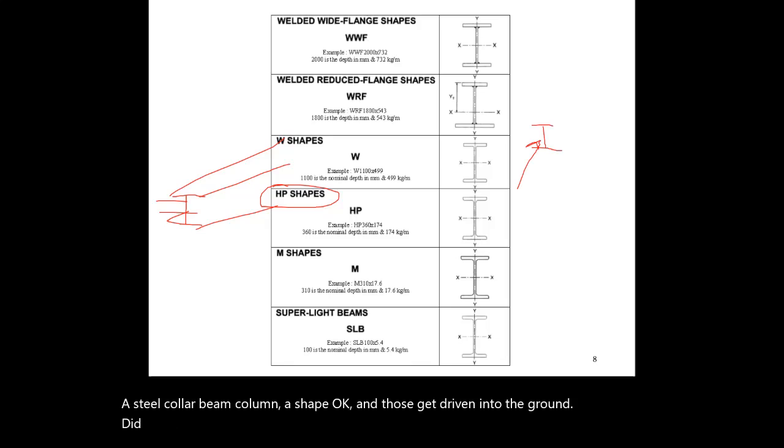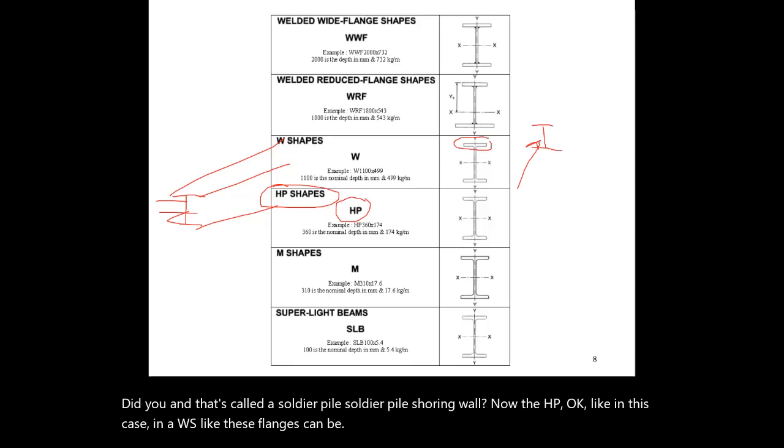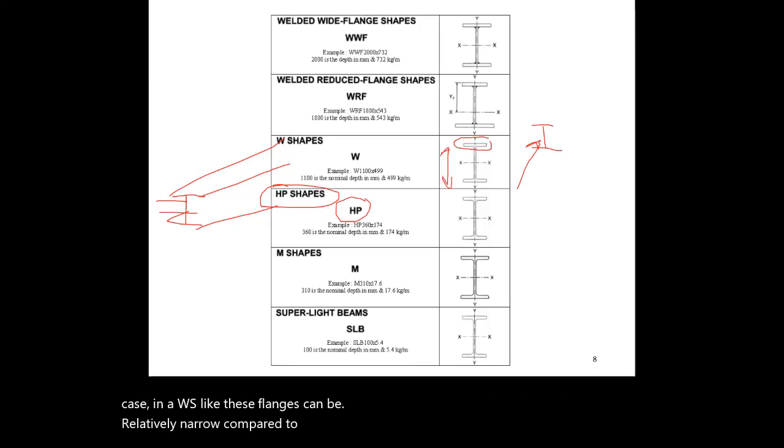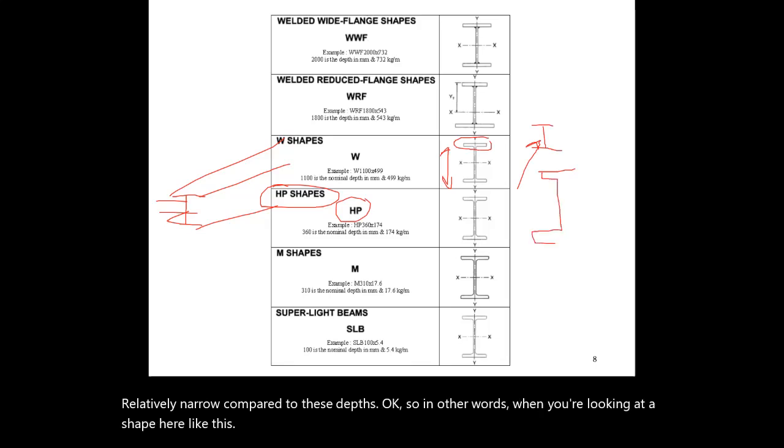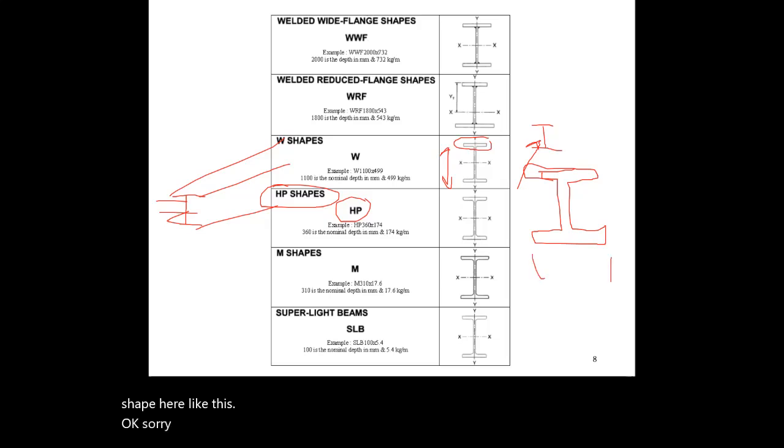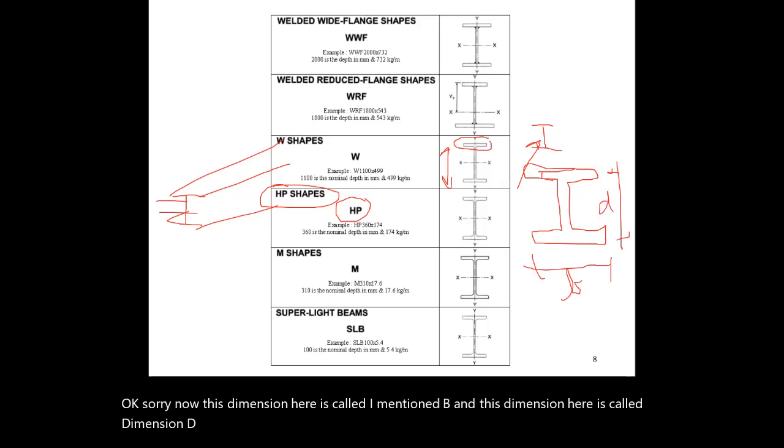And that's called a soldier pile shoring wall. Now, the HP, like in this case, in the W's, the flanges can be relatively narrow compared to these depths. So when you're looking at a shape like this, this dimension here is called dimension B, and this dimension here is called dimension D, the outside to outside dimension. So that's B and that's D.